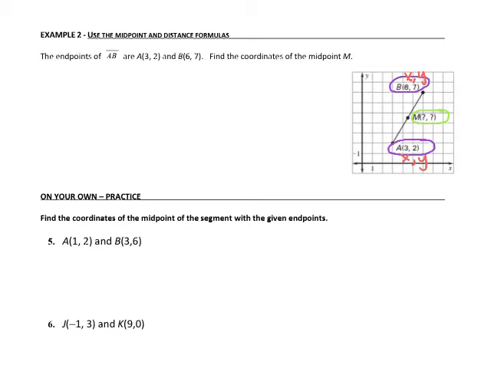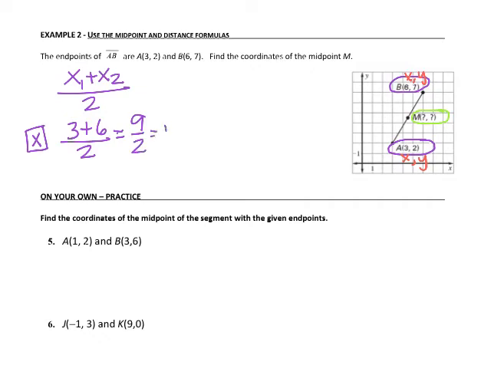All right, so they gave us A and B. We need to take the two x values. Remember, it does not matter which x value you call x1 or x2. So just pick one and stick with that. The first thing I'm going to do is take the two x values, 3 from point A and 6 from point B, and divide by 2. So this is just for x. I have 9 on the top and 2 on the bottom, which gives me 4.5.